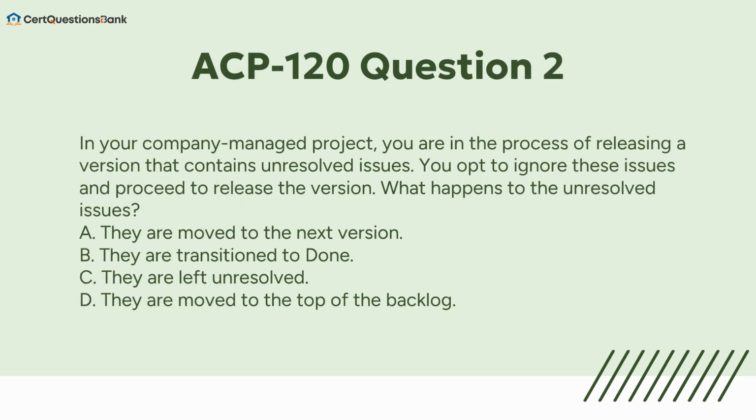In your company-managed project, you are in the process of releasing a version that contains unresolved issues. You opt to ignore these issues and proceed to release the version. What happens to the unresolved issues? A. They are moved to the next version. B. They are transitioned to done. C. They are left unresolved. D. They are moved to the top of the backlog.